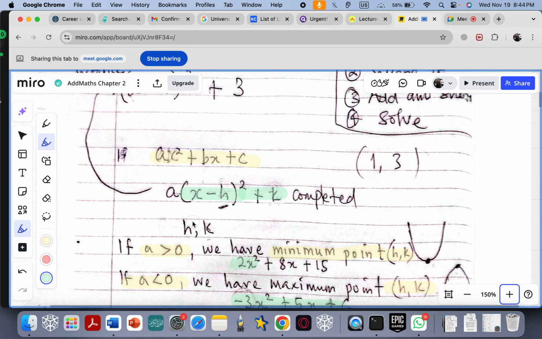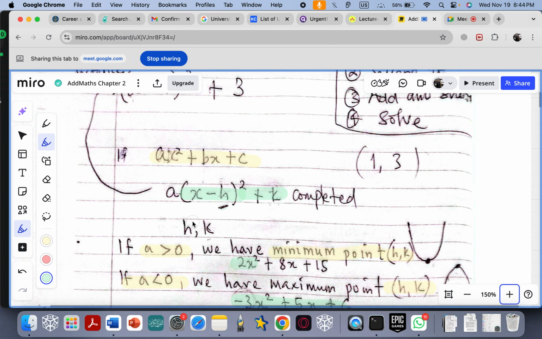Once the coefficient of x squared is a positive number, then we're going to have a minimum point. Your quadratic graph will be like this. When your graph is plotted, the meaning of a minimum point is a graph that looks like the letter U, that has a valley. So when your graph looks like the letter U, you have a minimum point, and that happens when the coefficient of x squared is greater than 0.